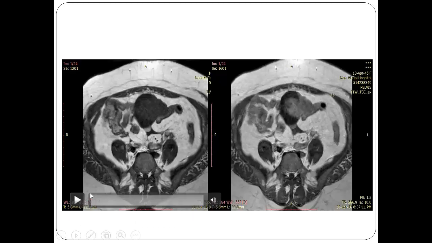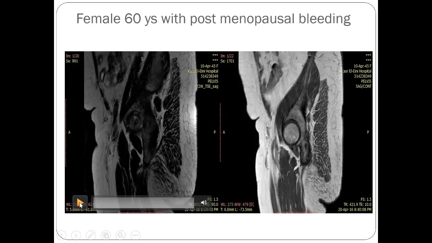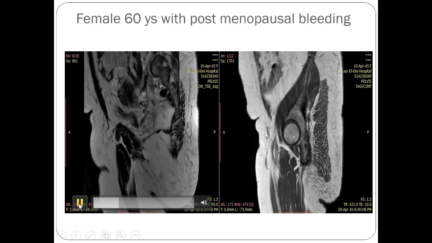Another case, female patient with postmenopausal bleeding. She's 60 years old.